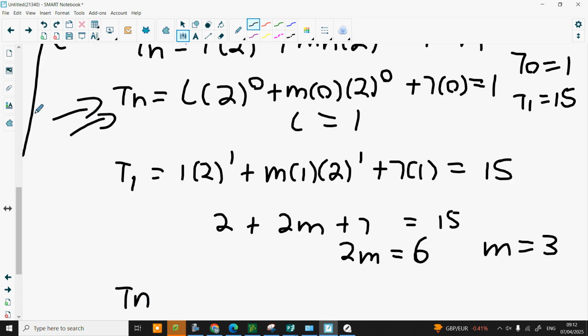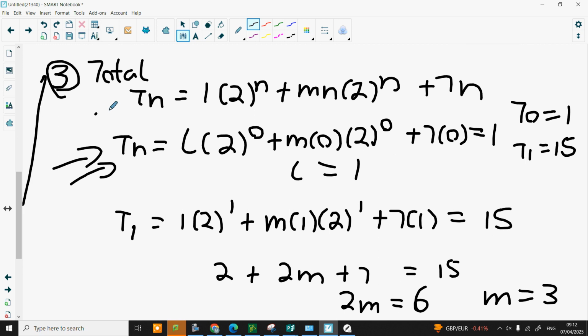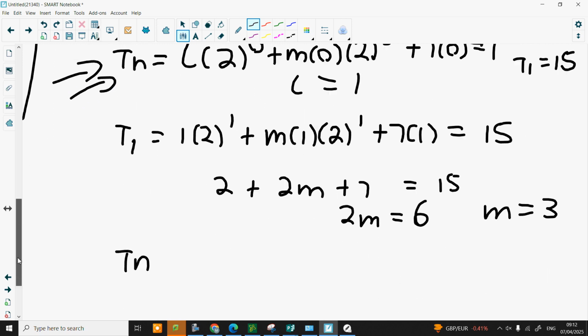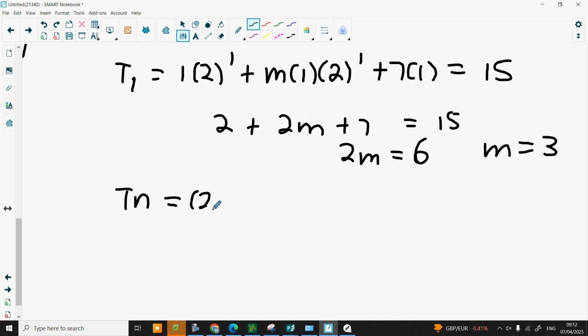I'm looking at the one above it. Okay, so it's going to be to the power of n. It's going to be mn, so it's going to be 3 times n to the power of n plus 7n. And we're done.